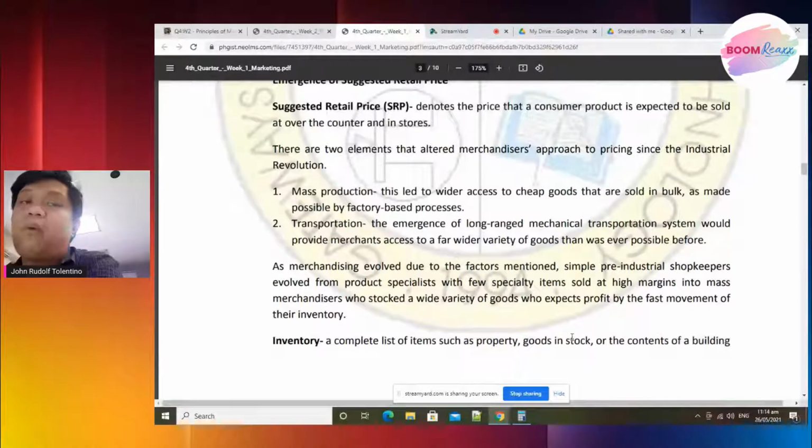Okay, sa mass production is, sige, bumili ka ng marami sa akin, i-deliver ko sa'yo right then and there. So transportation is different. Okay, bumili ka sa akin ng mababang presyo, pero ikaw ang pick up. Ikaw bahala sa transportation, ikaw bahala sa logistics, pero mababang presyo ibibigay ko sa'yo. Okay? So ganun yung two elements na nag-alter pagdating sa merchandising of products natin o pagbili natin ng product.